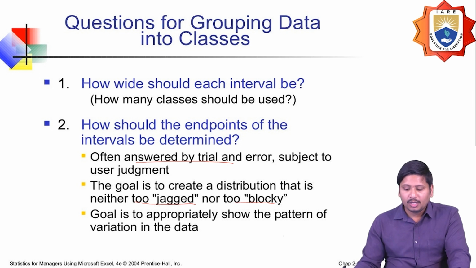So these are some of the questions that may come for grouping of data into classes. How wide should each interval be? How many classes should be used? And how should the endpoints of the intervals be determined? This is often done by trial and error, subject to user judgment. And the goal is to create a distribution that is neither too jagged nor too blocky.